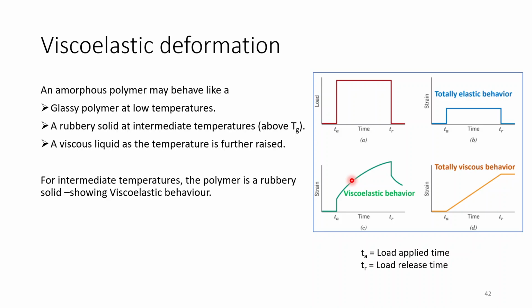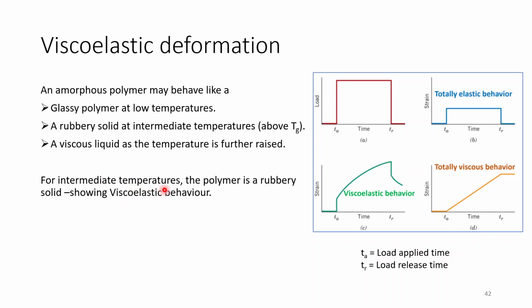Okay, and if your material is totally viscous, then at T application it won't be showing an immediate reaction. Rather, it will be changing its strain over time. This strain won't change as you release the load. It will be retained in the material. So it is the totally viscous type of behavior. The combined elastic and viscous gives you viscoelastic behavior in this manner.